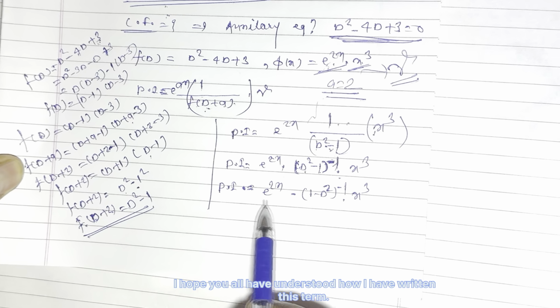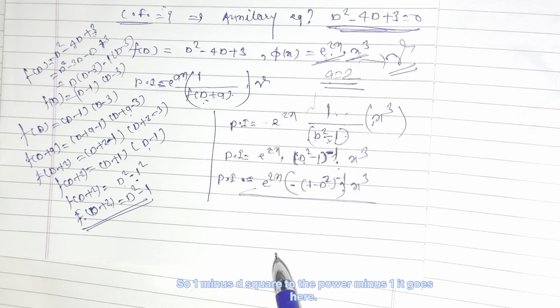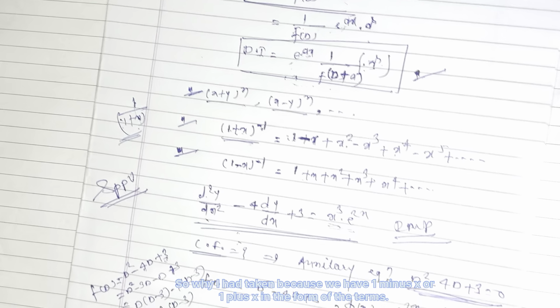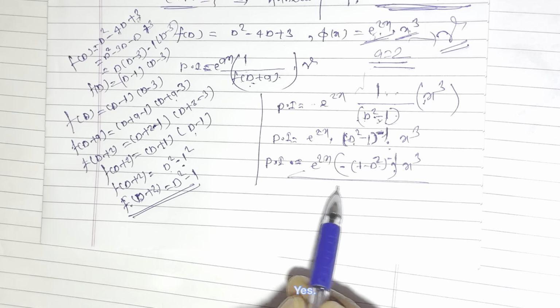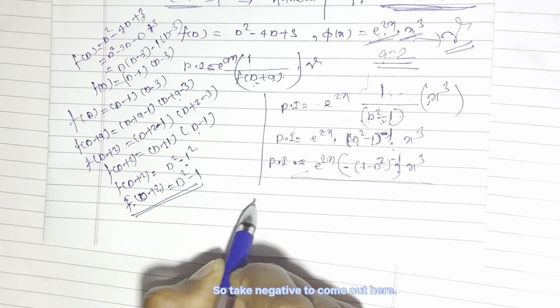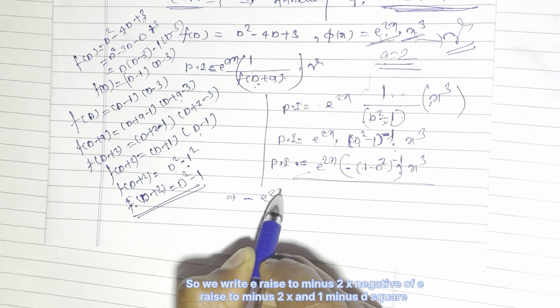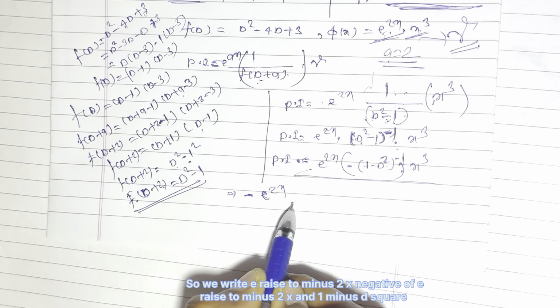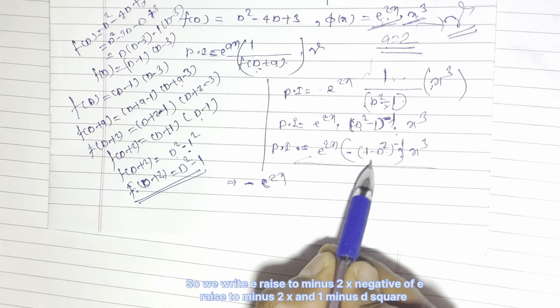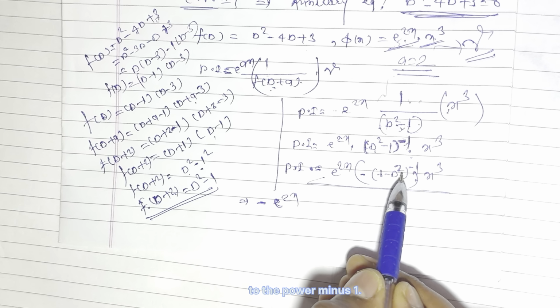Let me explain how I have written this term. See that d square minus 1; take negative common from here, so 1 minus d square is left. That negative term I took outside, so only 1 minus d square remains in this bracket. Take it to the numerator, so 1 minus d square to the power minus 1 goes here. I did this because we have 1 minus x or 1 plus x in the form of the terms. So taking the negative out, we write negative of e raised to 2x, and 1 minus d square to the power minus 1.